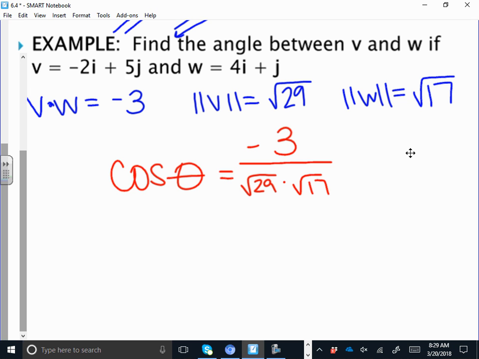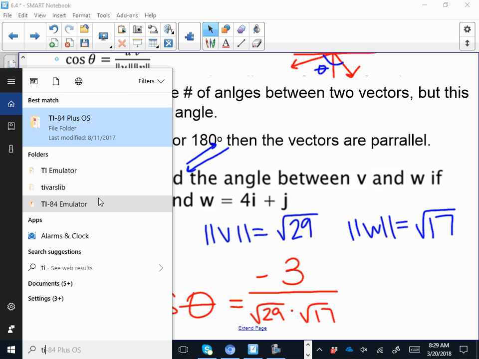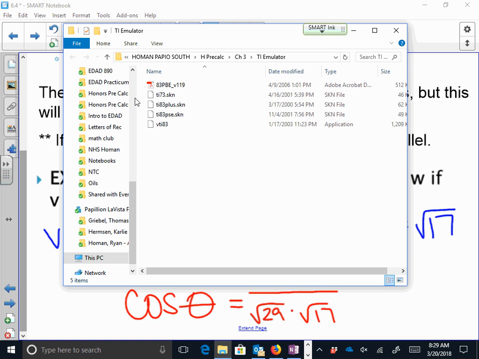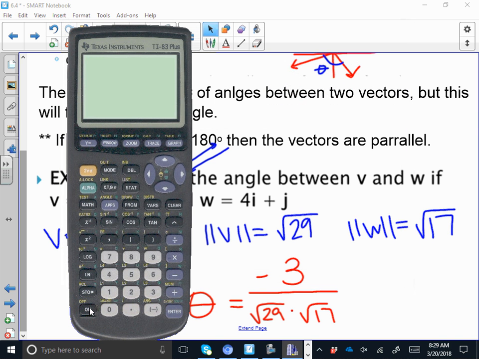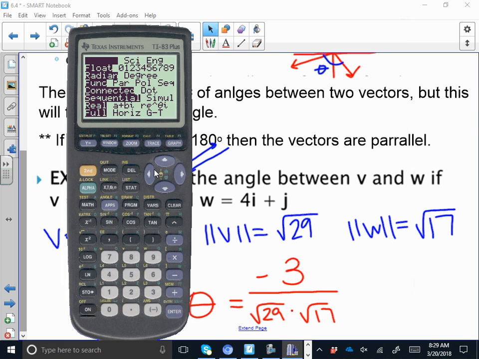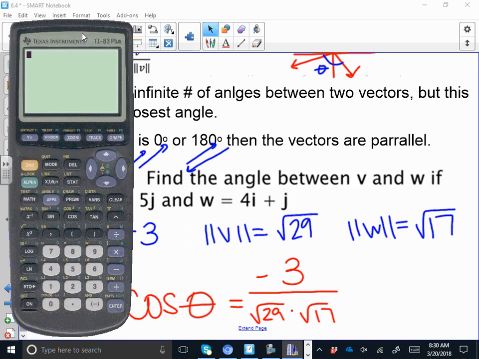Okay, so I meant to do this before. First of all, make sure you're in degree mode. You all should be in degree mode from yesterday, but mine is not. So if we want the angle, first of all, we're going to have to press inverse cosine. All right? And then we're going to have to press in -3 divided by.